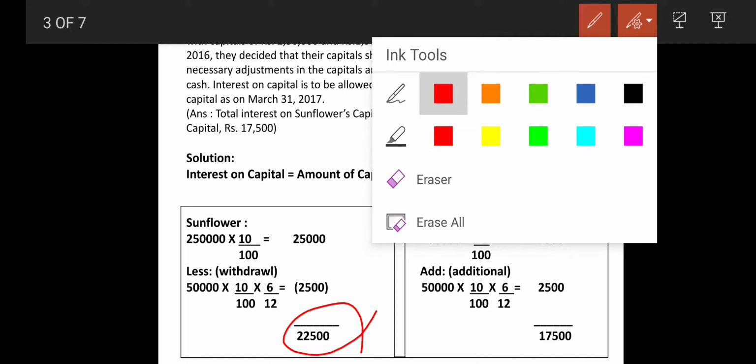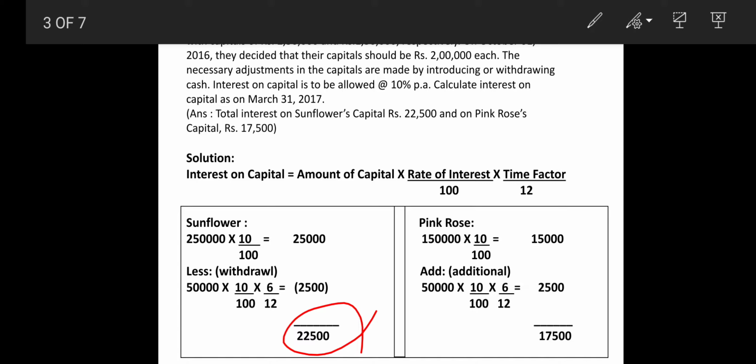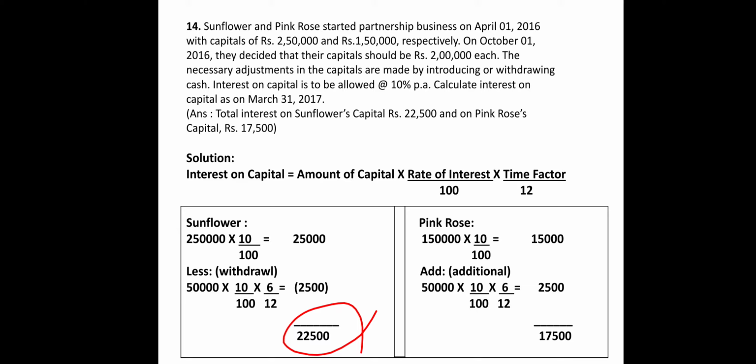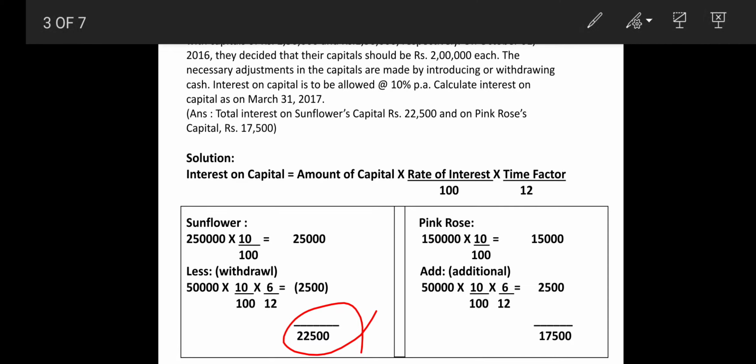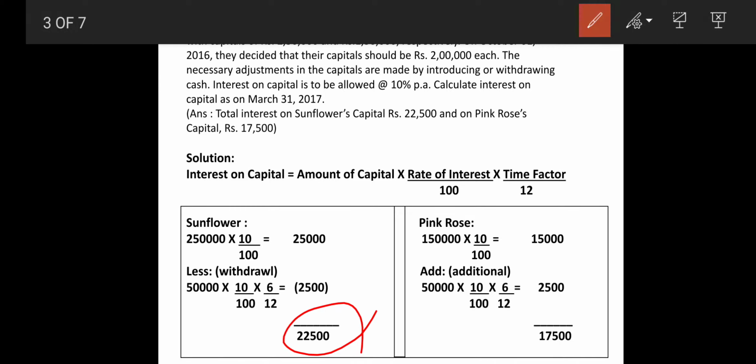Then comes your pink rose. Now how pink rose will work out? So pink rose is having 1,50,000 as a original capital. You can see on the screen pink rose. Here I had highlighted pink rose 1,50,000, right. Of this, full year 15,000 will be the answer while calculating at rate 10%.